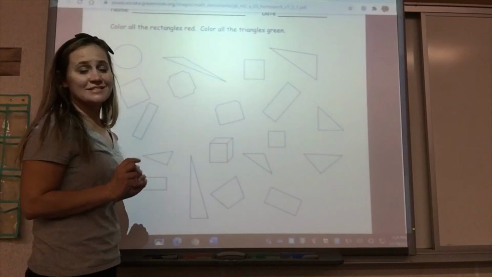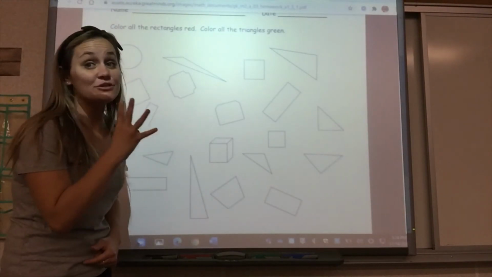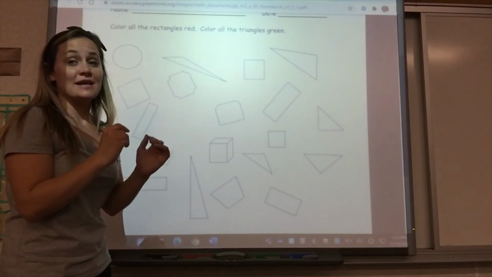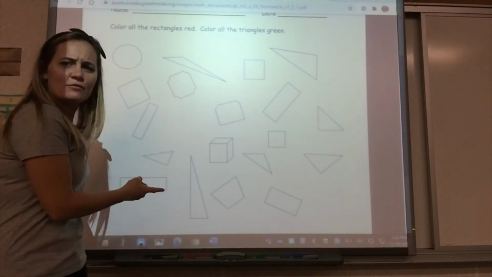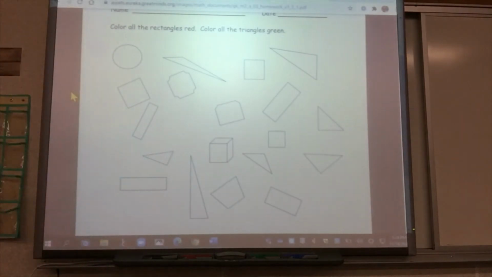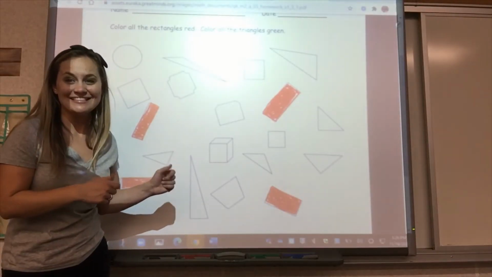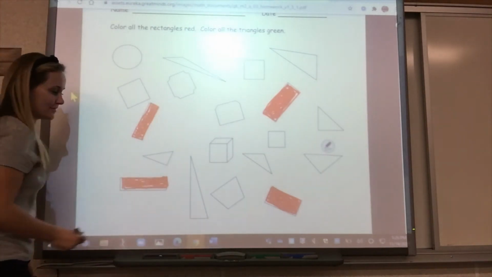We also learned to classify rectangles as 4-sided shapes with 2 long sides and 2 short sides. Which ones are rectangles? These ones! And you practiced drawing rectangles.